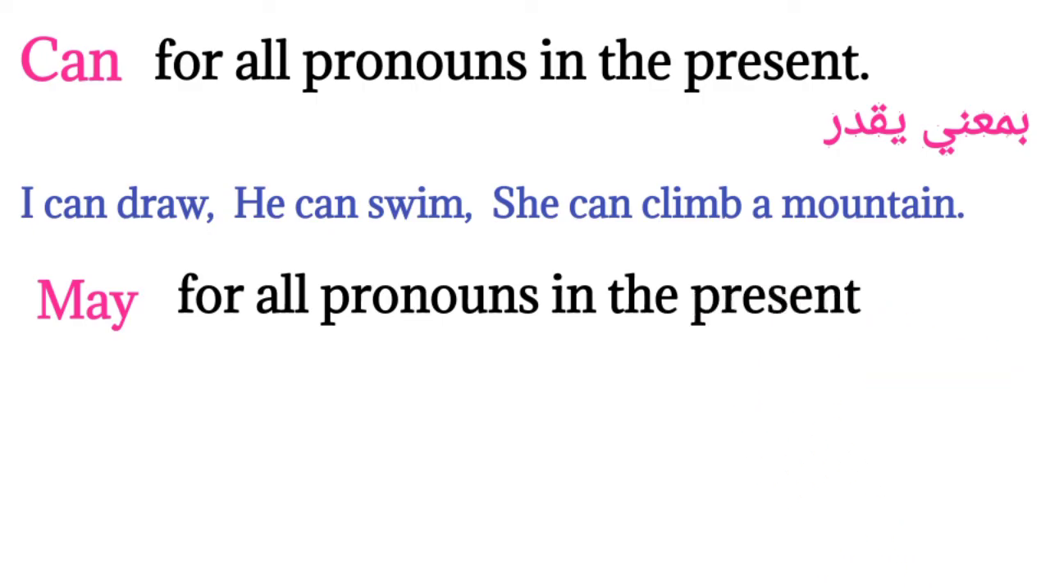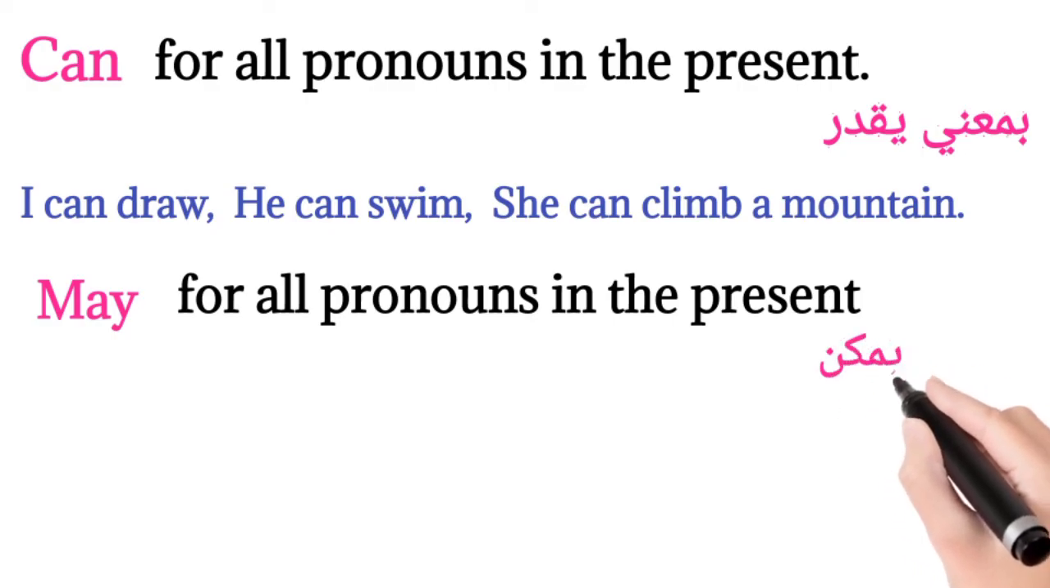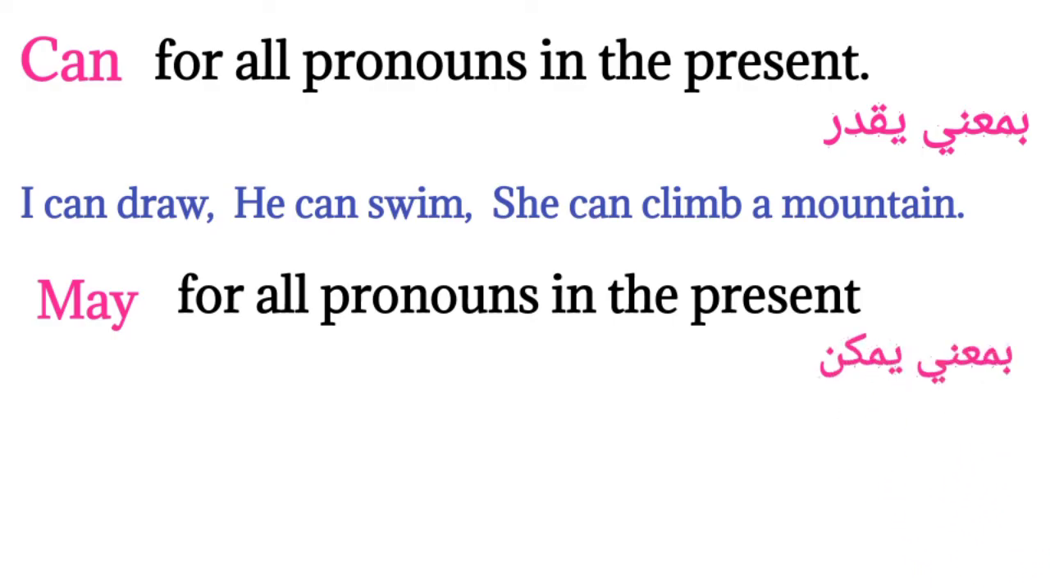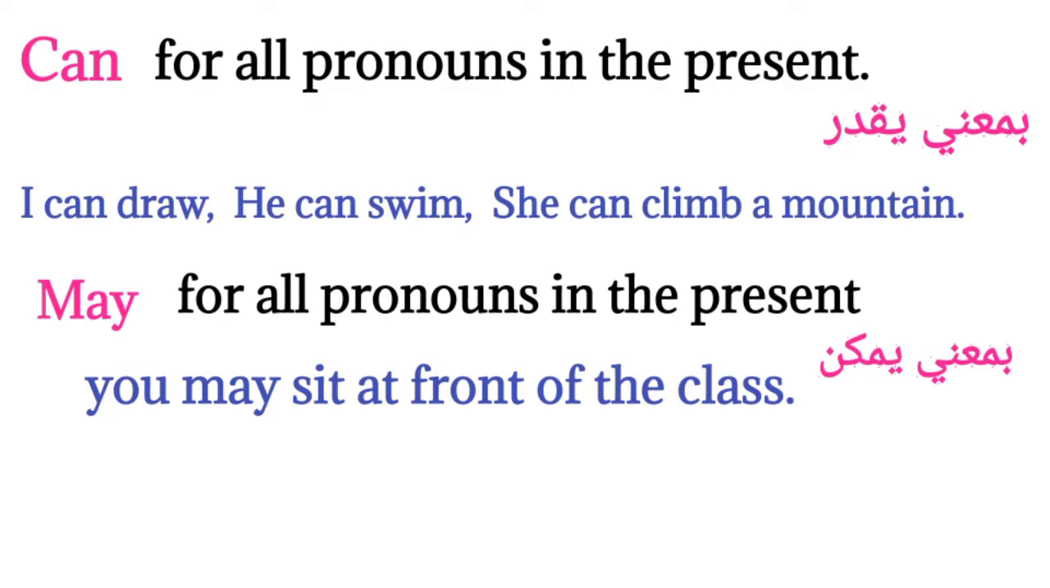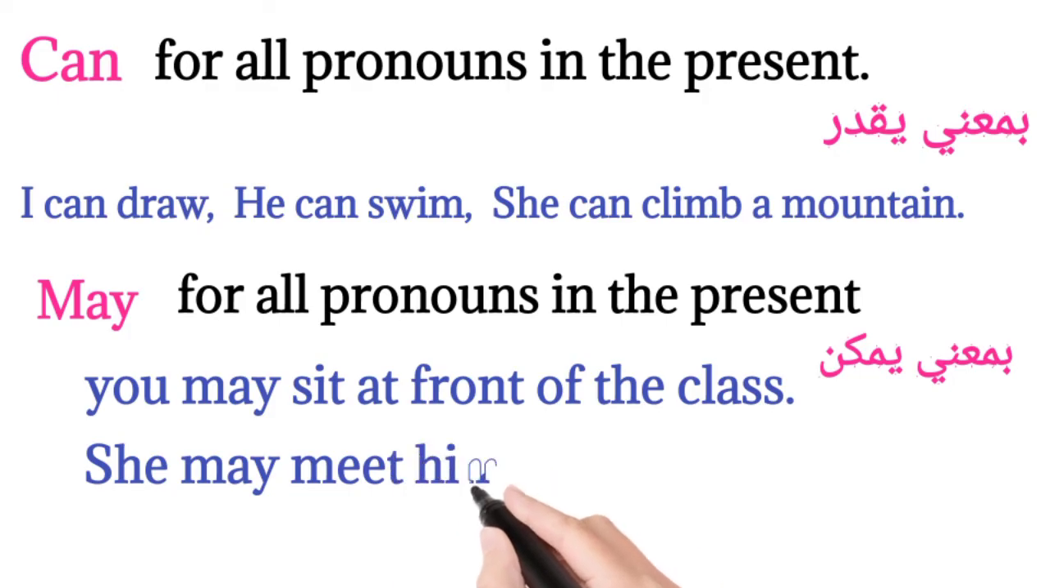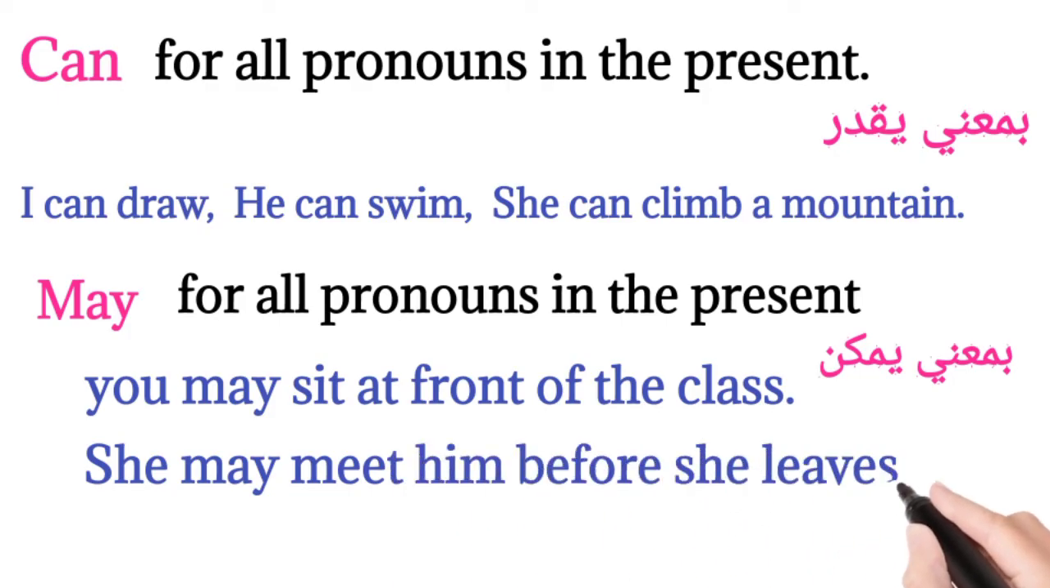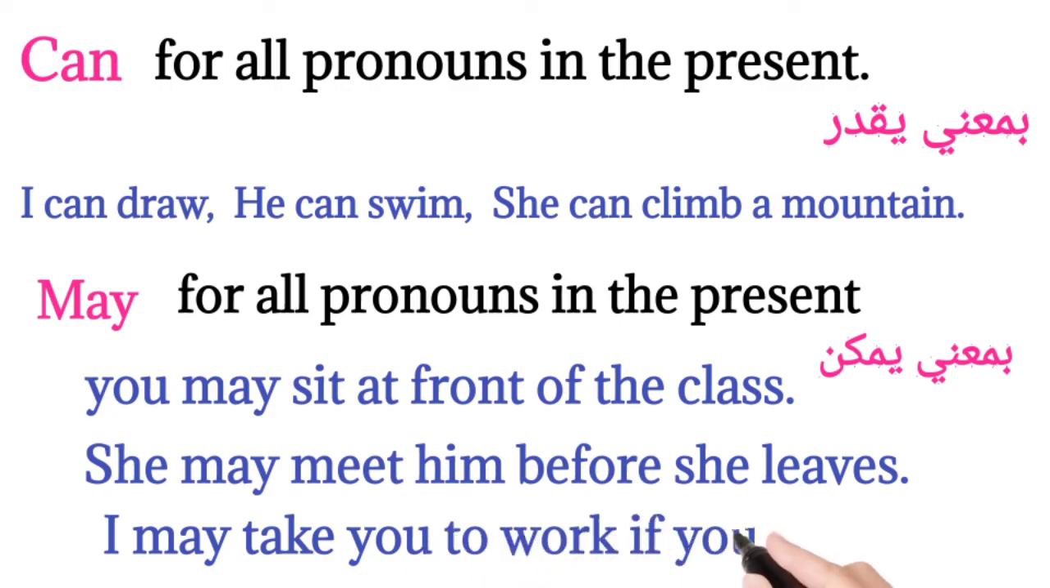Word may تستخدم مع all pronouns in the present بمعنى يمكن. تأتي مع جميع الضمائر في زمن المضارع، may plus the verb in infinitive، والفعل يأتي بعدها في المصدر. You may sit at front of the class، يمكنك الجلوس أمام الفصل. She may meet him before she leaves، هي يمكنها مقابلته قبل مغادرتها المكان. I may take you to work if you want، لو أنت تريد.